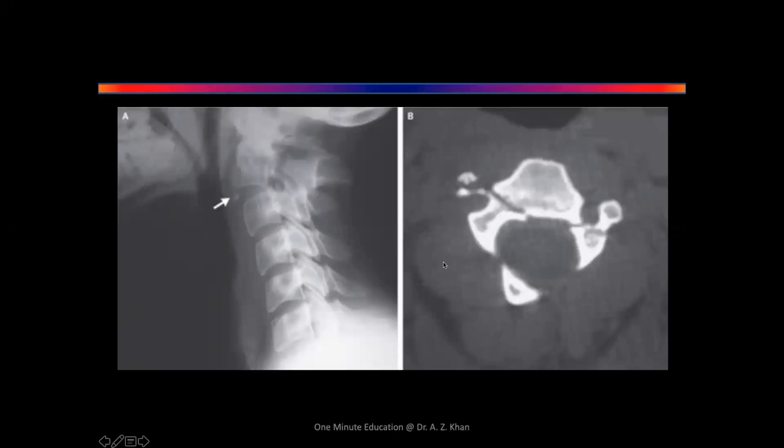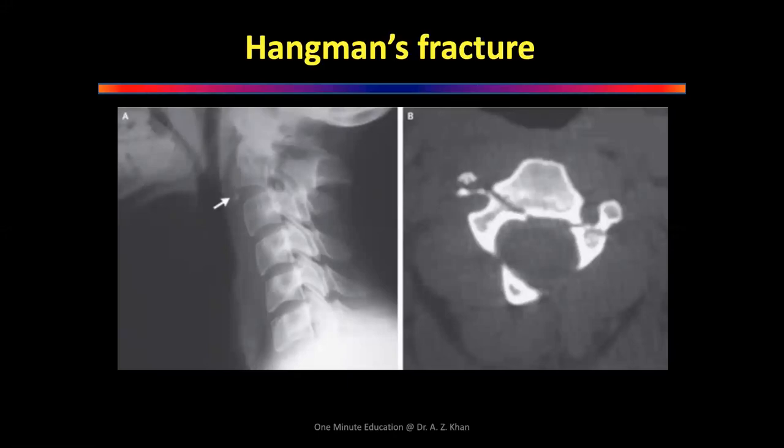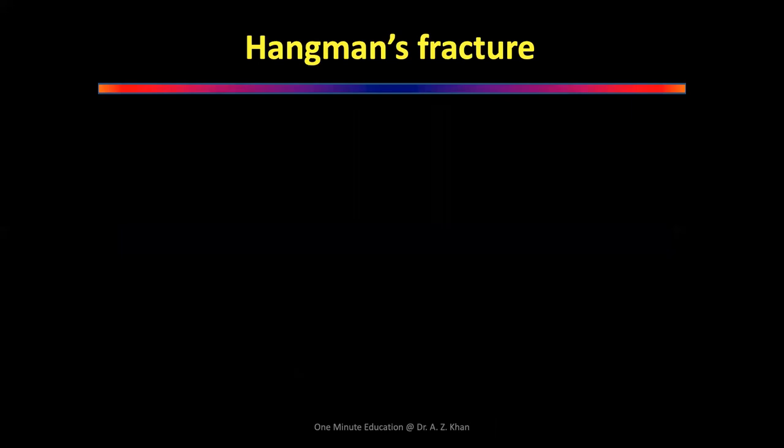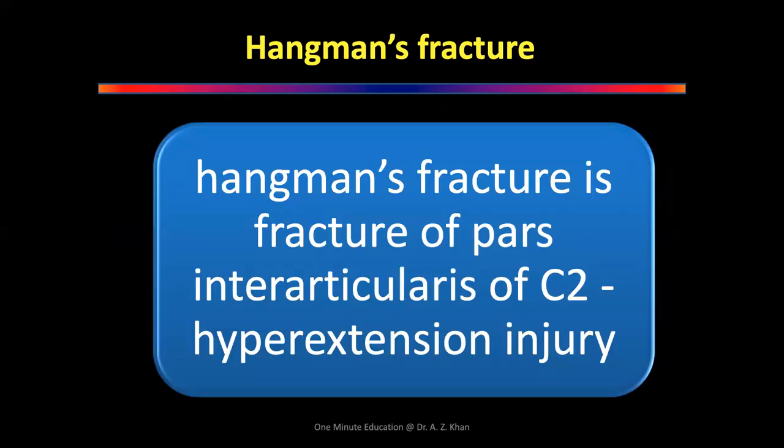Classically seen in trauma and also Sushant Singh Rajput had this. Okay, it's called the hangman's fracture. Okay, all right. It's part of pars interarticularis of C2. It's a hyperextension injury seen in trauma. This X-ray comes in trauma. Okay, when you're dealing with trauma, you have to see this and identify this.